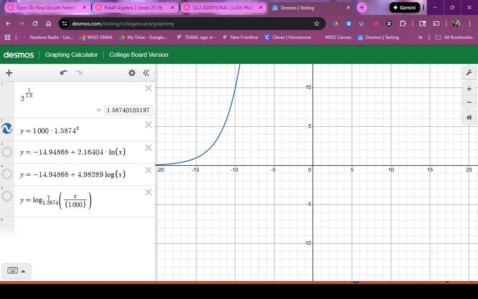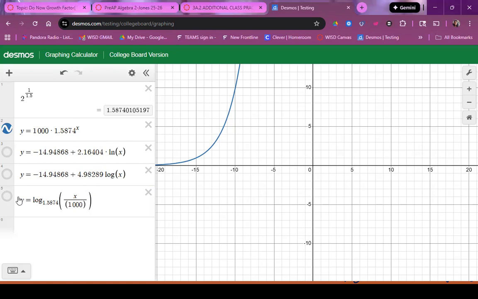Okay. Log is like a little magical wizard for exponentials. They can take different shapes and still be equivalent values. Which one you put depends on what your multiple choice options are. Does that make sense? Whether you're putting natural log, common log, or the log of the exponential base. And because I don't know which one you're going to get, my job is to show you all three.